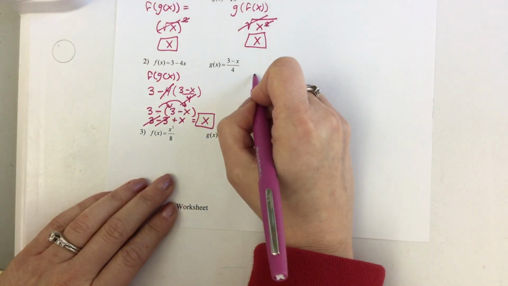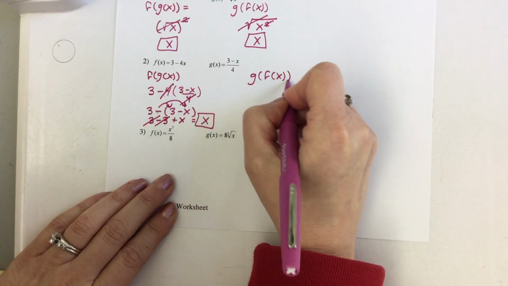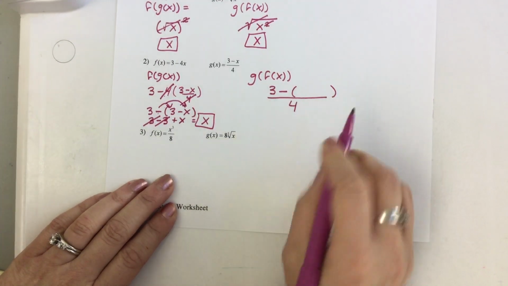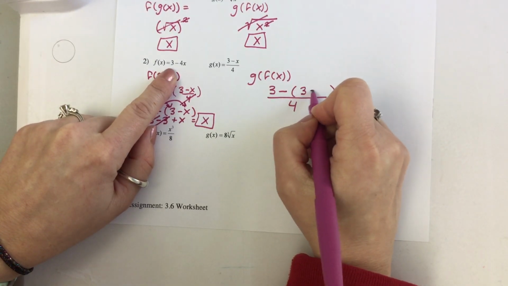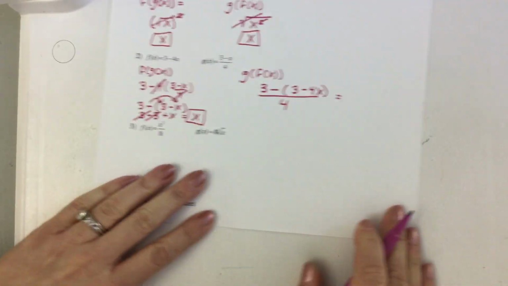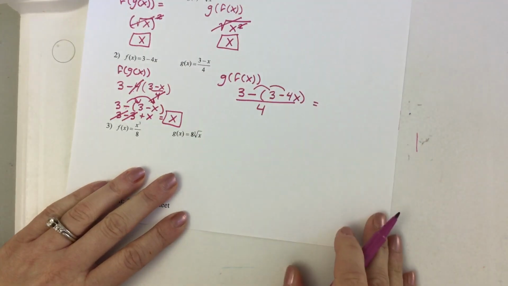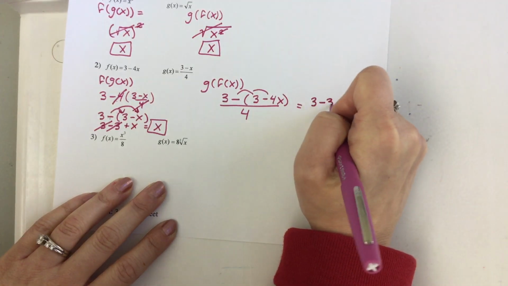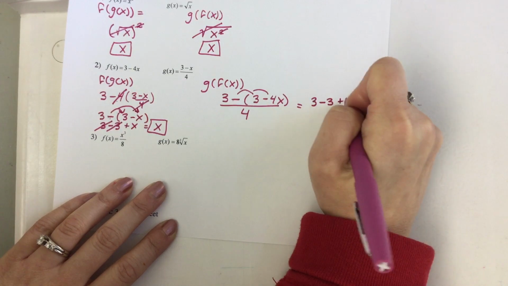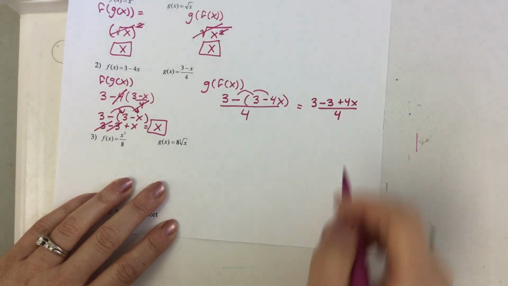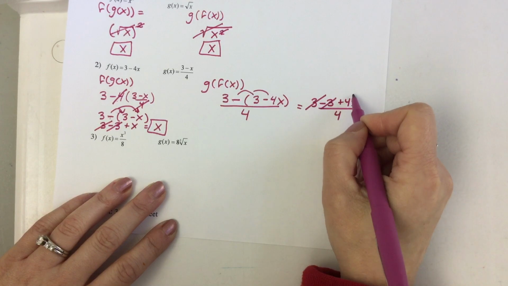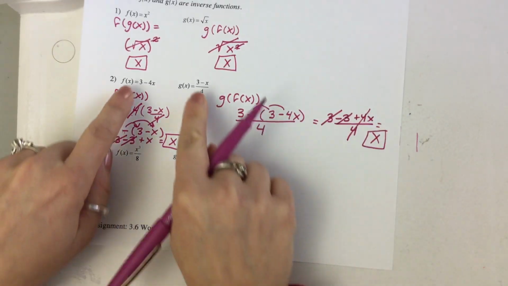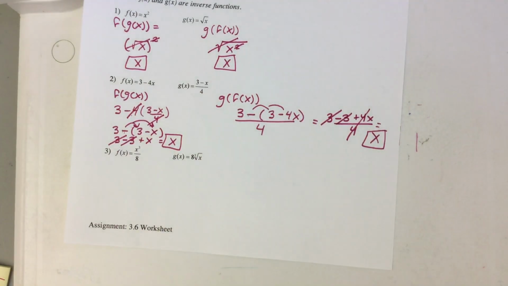Now we need to go the other way. Take the g function and fill in f of x. So 3 minus x over 4. Where x is, we want 3 minus 4x. So again, this negative has to go to both of those terms because you're subtracting a binomial. 3 minus 3, negative times a negative makes this a positive 4x over 4. Well, 3 minus 3 is 0. 4 on top, 4 on bottom cancels. It's an x. So you just proved that these two functions are inverses of one another.